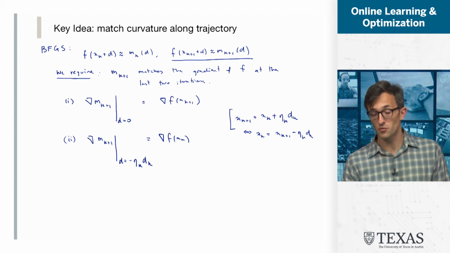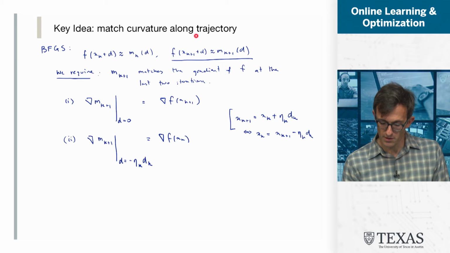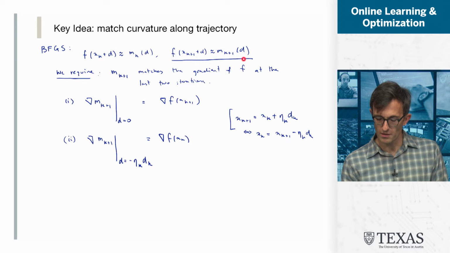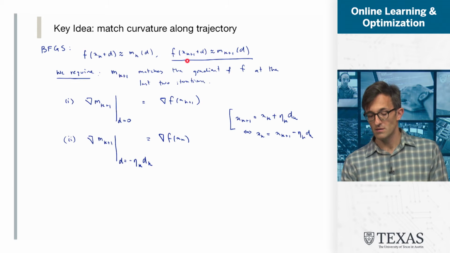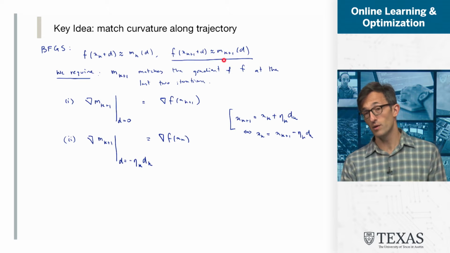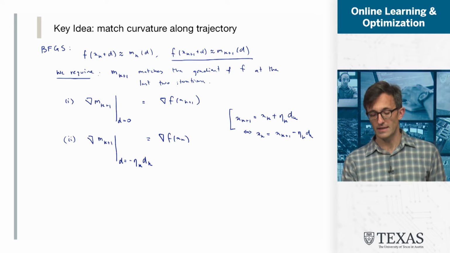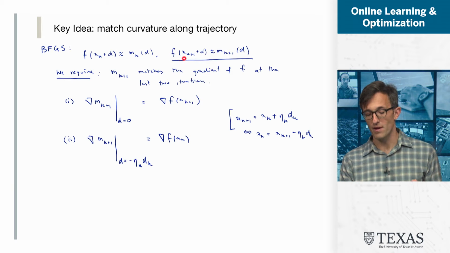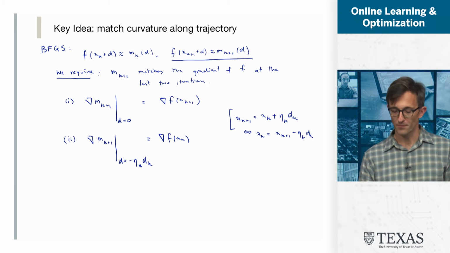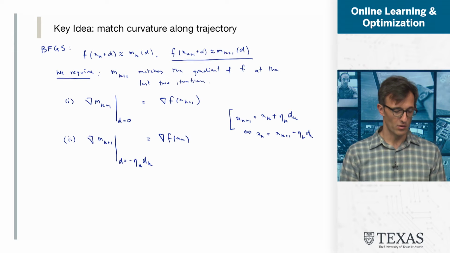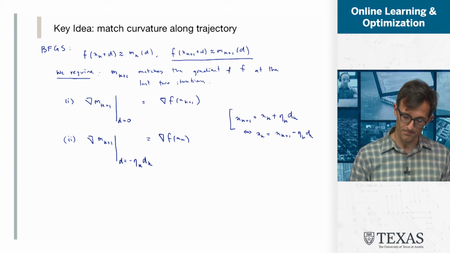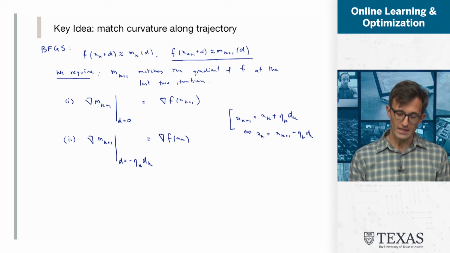So if mk+1 evaluated at d wants to approximate f(xk+1 + d), then if I evaluate mk+1 at minus eta k dk, that wants to be like f(xk+1 minus eta k dk), which should be like f(xk). Okay, so this is where this comes from. This is kind of the key idea of BFGS.